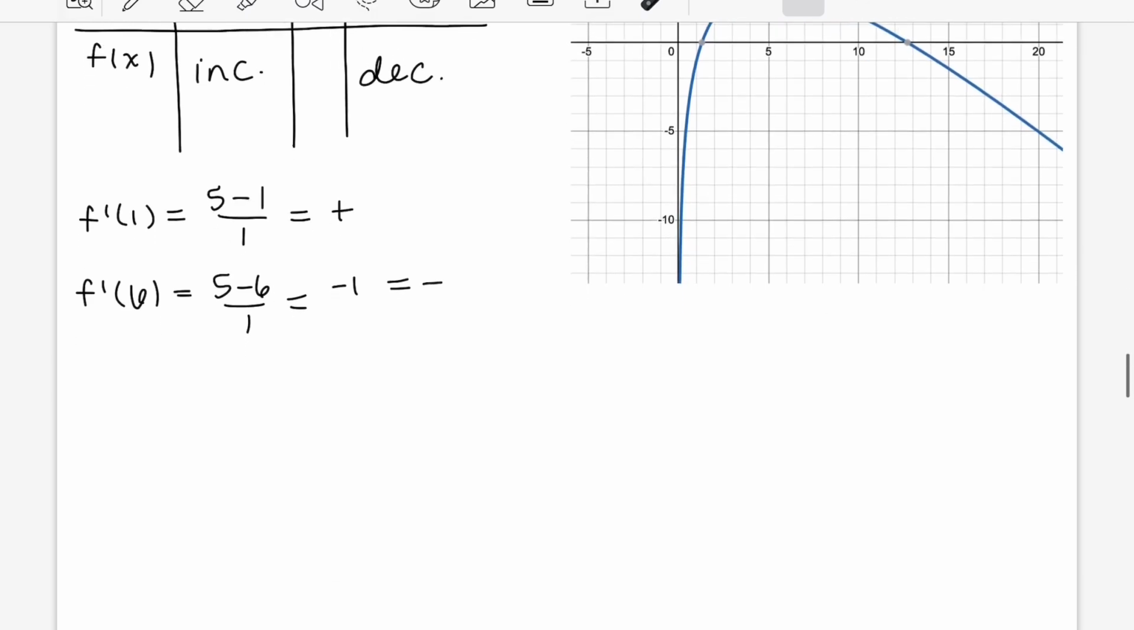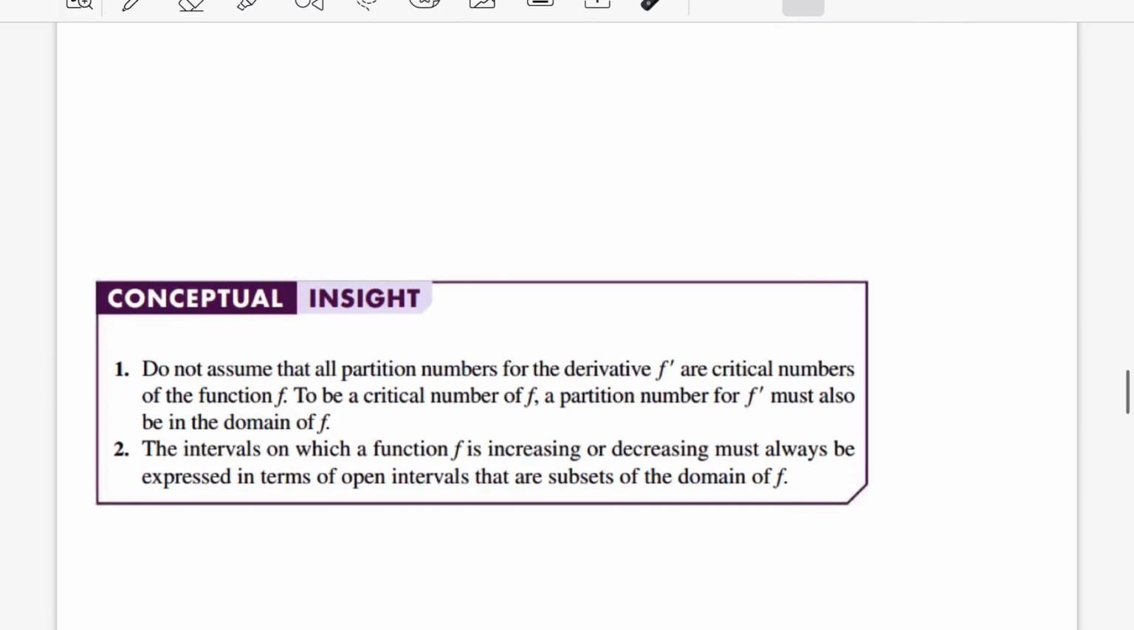All right, so the last two examples have given us a little bit of conceptual insight. The first being that we do not want to assume that all partition numbers for the derivative are going to be critical numbers to our function. Remember, to be a critical number of our function f, a partition number for f prime must also be in the domain of f. So we saw that in both of the last two examples.